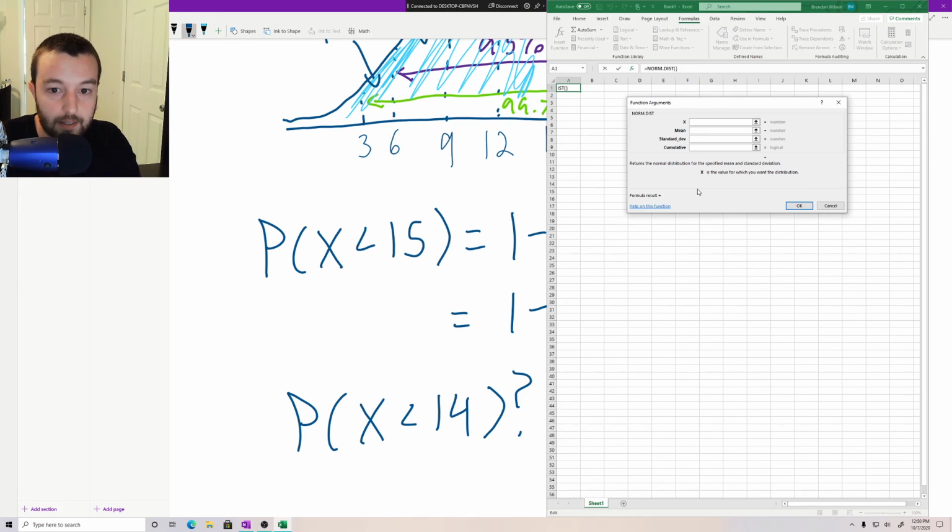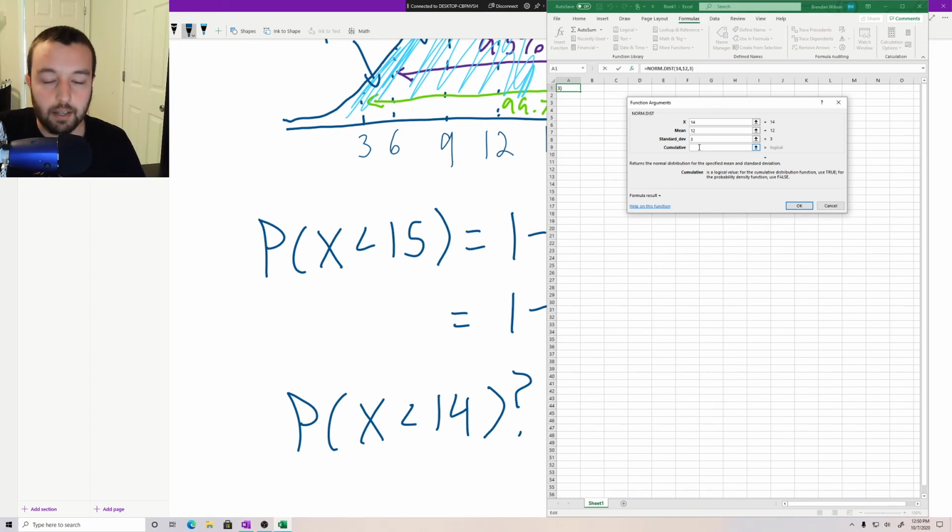So you should get this box. So X is the value that we want for the distribution. So for us, that's going to be 14, right? So this is like our data value, the 14. It's not talking about this X. This is our random variable. It's talking about the specific data value. What's the mean? Well, our mean is 12. What's our standard deviation? 3. Do we want it to be cumulative or not?